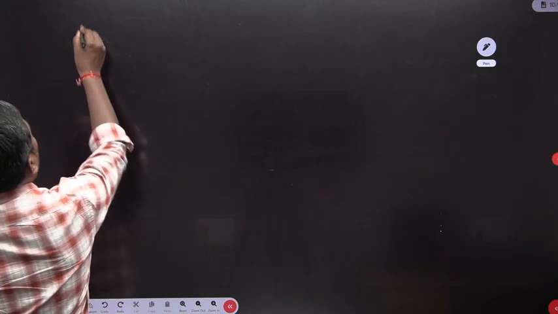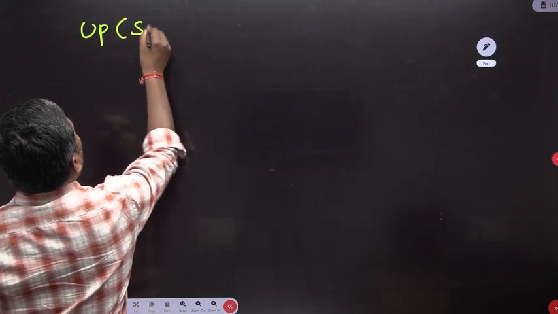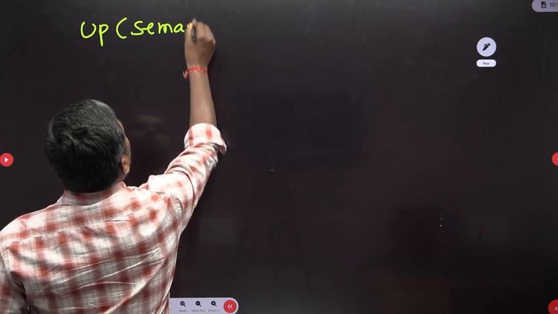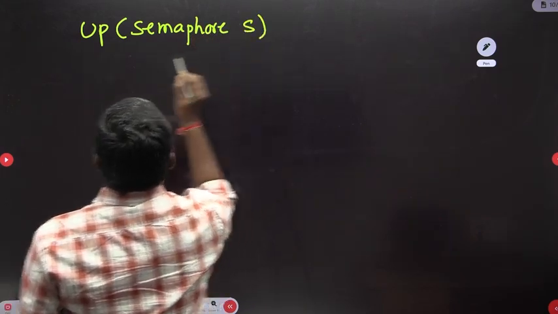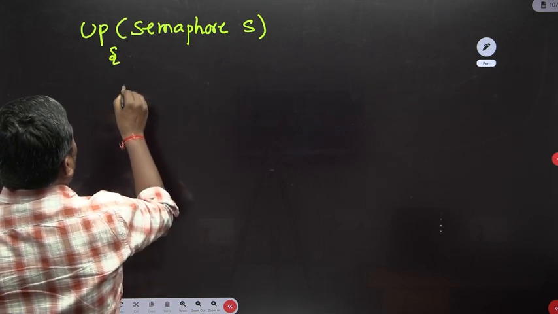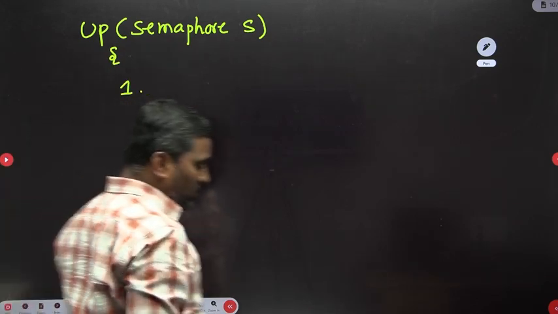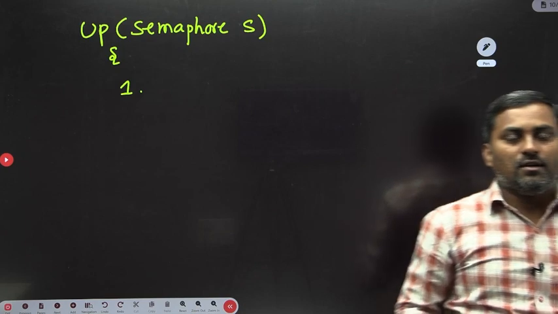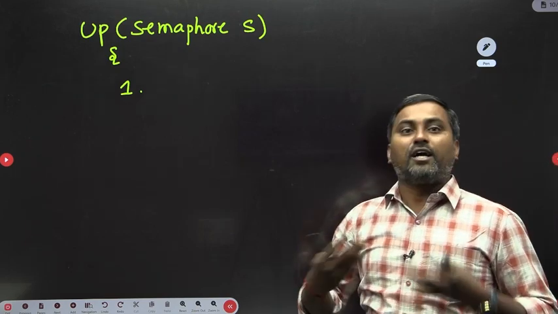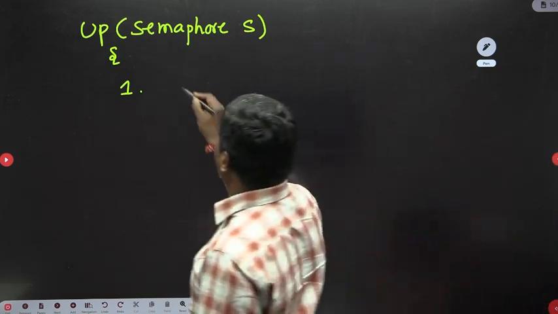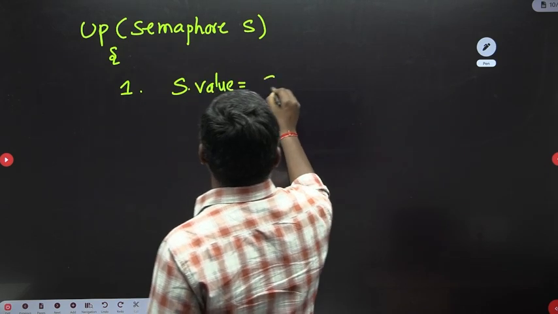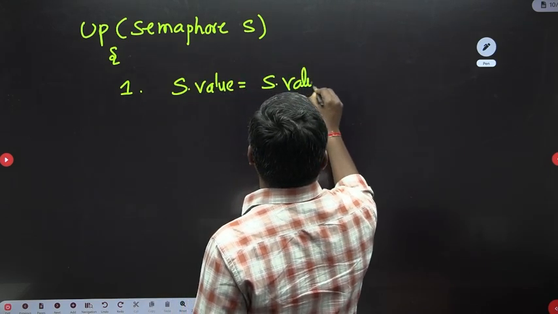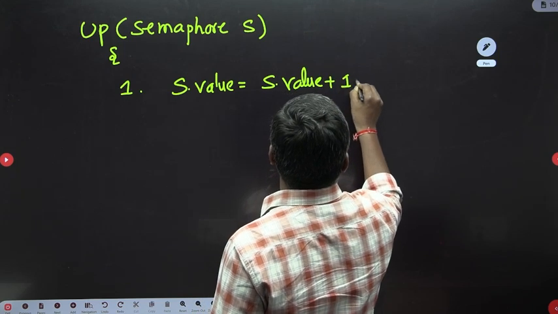Okay, up and semaphore, yes, semaphore, yes. Understand? Okay. What is the up doing? What we did in up cases. So first of all you should increment the semaphore value S dot value. S dot value equal to S dot value plus 1.